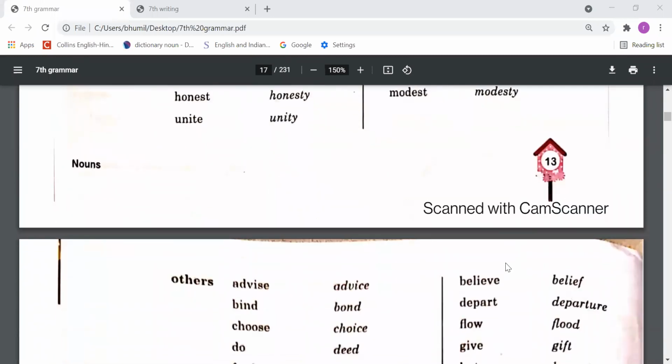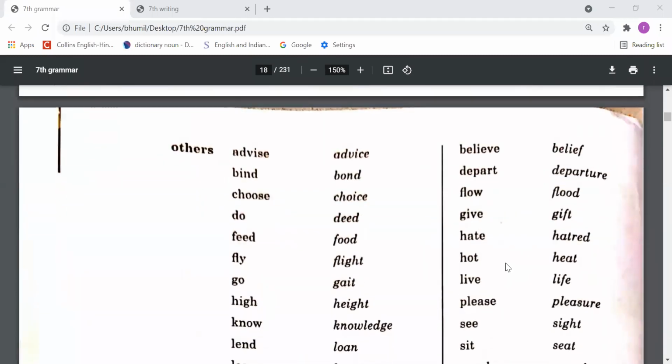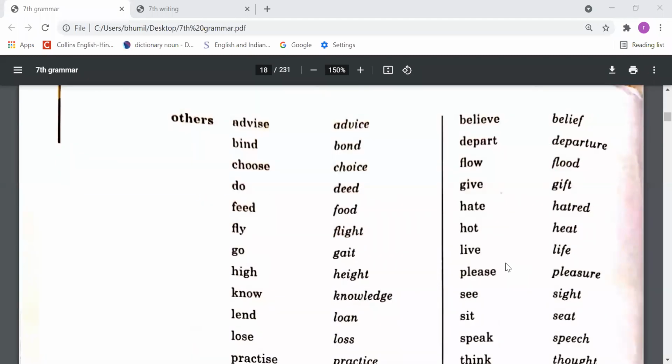Now please come to the next page. Some more abstract nouns are there, like advise, advice; bind, bond; choose, choice; do, deed; feed, food; fly, flight. So these are all the abstract nouns you should learn.